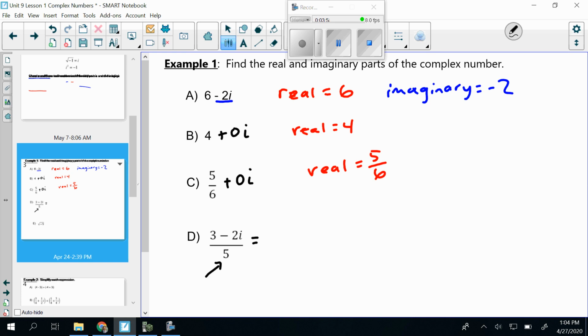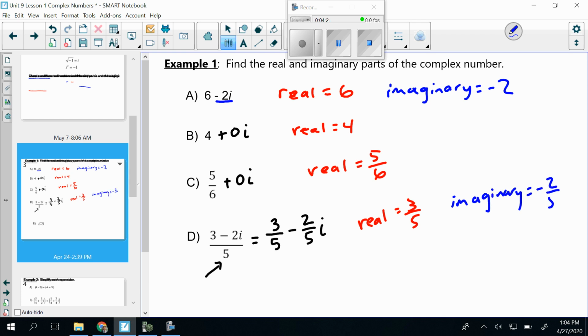So we would say that this is 3/5 minus 2/5 with the imaginary part on there. Both of these get that common denominator of 5. And so on this one, the real part would be the 3/5, and the imaginary part would be the -2/5.